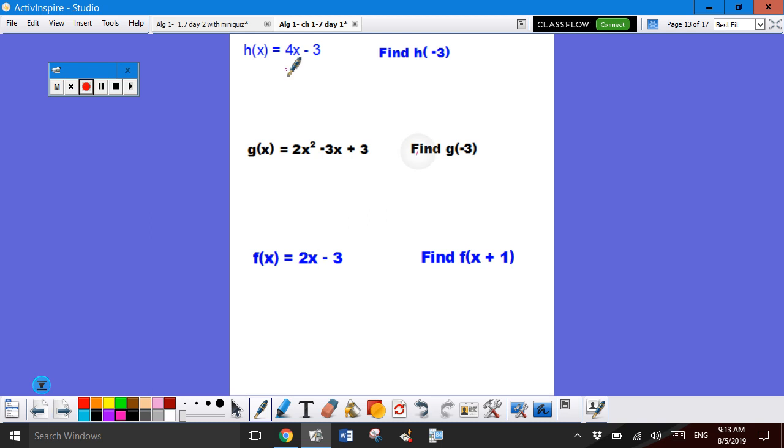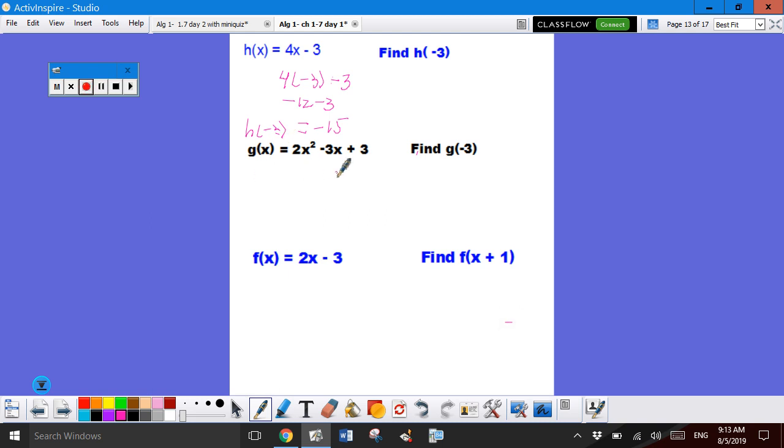All right, plugging in negative 3. 4 times negative 3 minus 3. Too many negatives there. So this is negative 12 minus 3. That's going to give me a negative 15. So h of negative 3 equals negative 15.